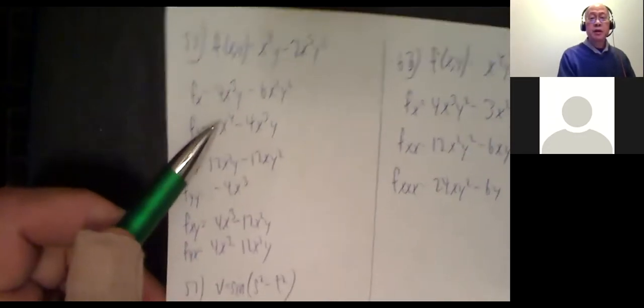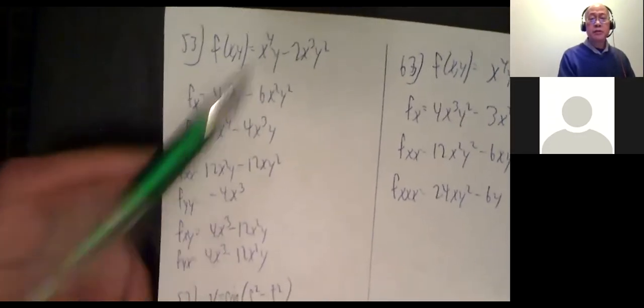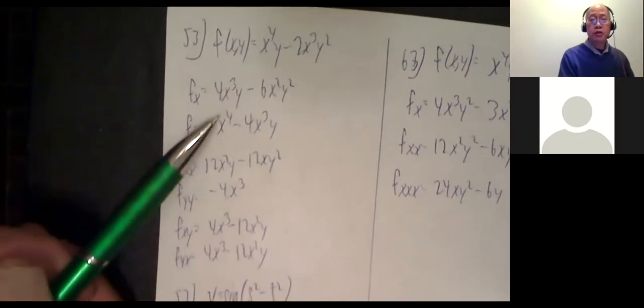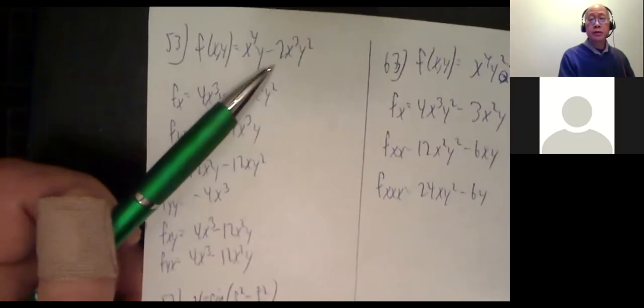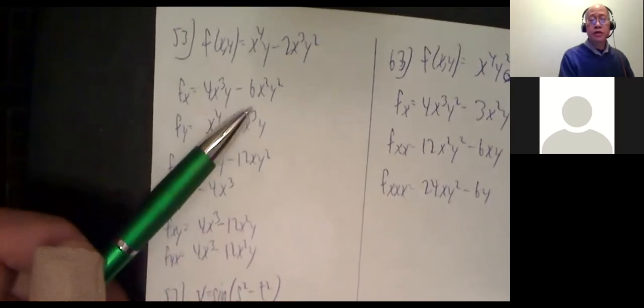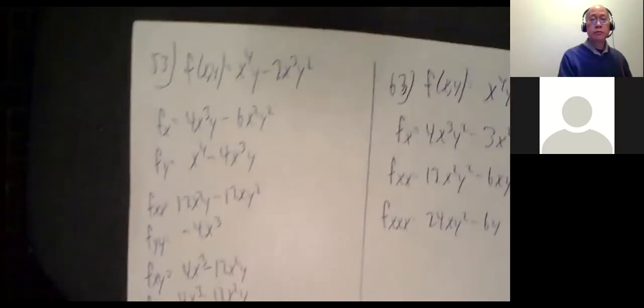Okay, so first I need fx and fy. So partial with respect to x, that means y is constant. For x cubed y, minus 2x cubed y squared is constant, 6x squared y squared. Okay.